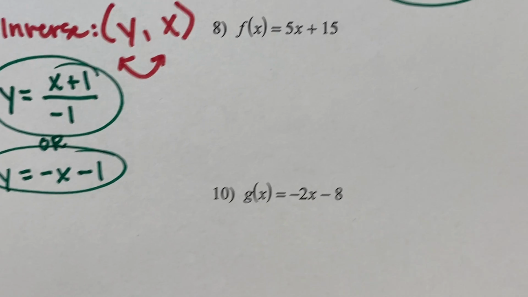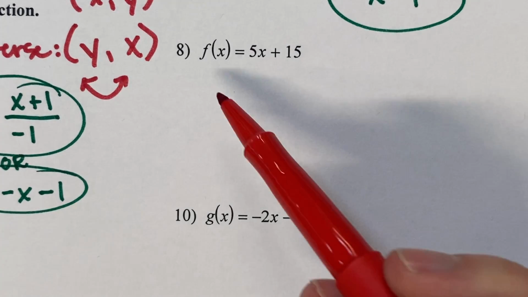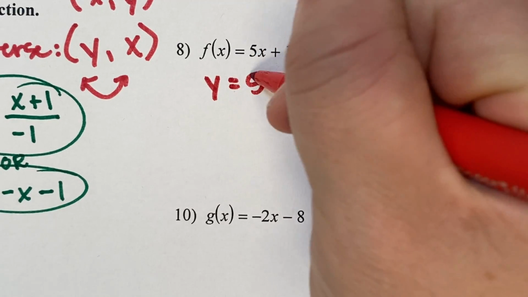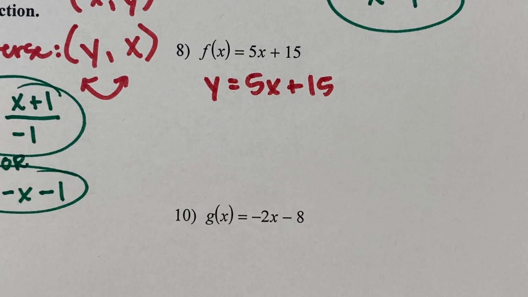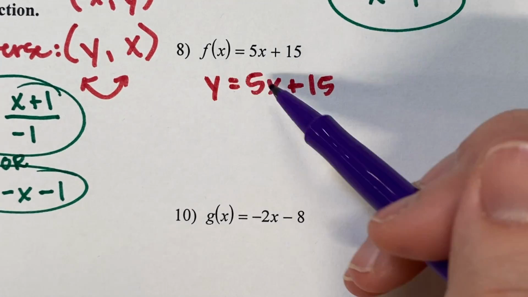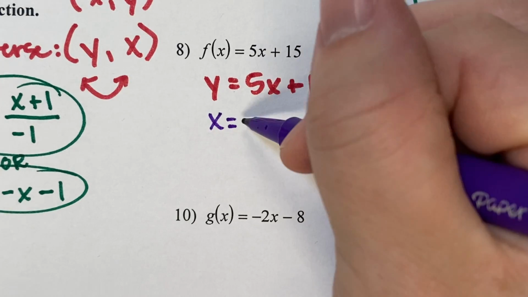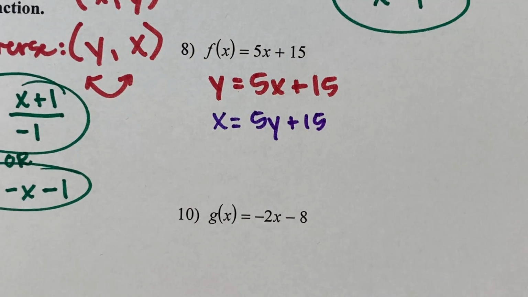Okay, so let's try that again. It'll make a little more sense. So first step, remember, change whatever this is on that side, the function notation, to y. So now we have y equals 5x plus 15. Okay, then we have our inverse. Change the x's to y's, y's to x's. So y becomes x equals 5y plus 15. And now we can solve for y.